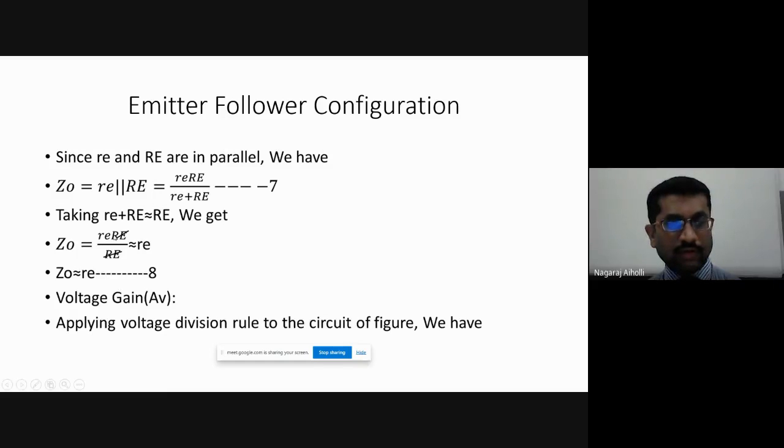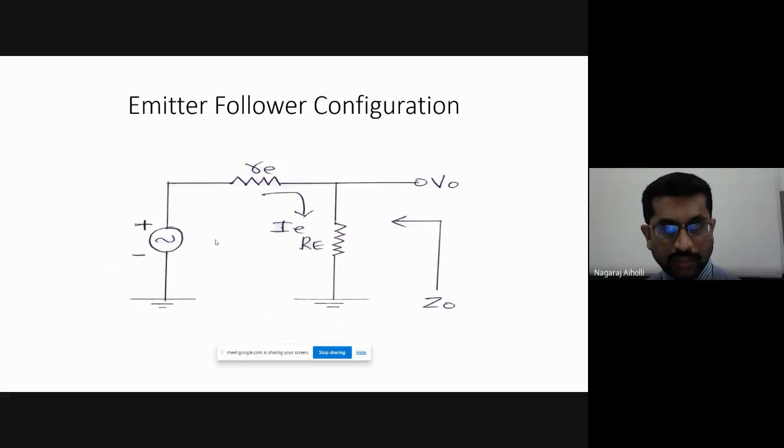Okay. So we found out the equation for the output impedance. Next, let us find out the equation for voltage gain. We know that voltage gain is given by the ratio of output voltage to input voltage. Here we are applying the voltage divider rule to this circuit. If we apply the voltage divider rule, then we will be able to find the value of output voltage.